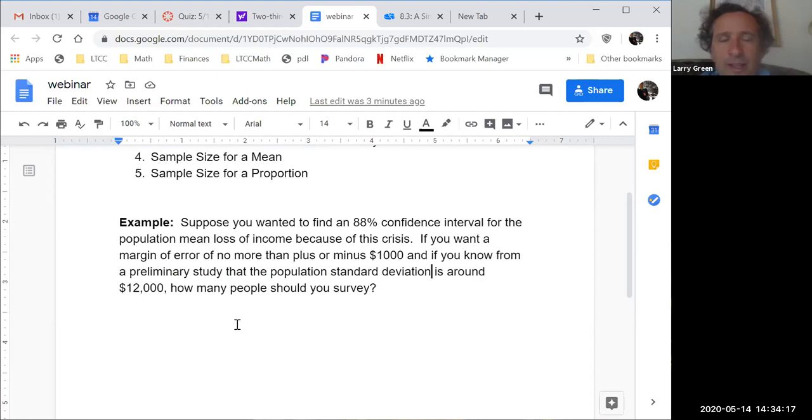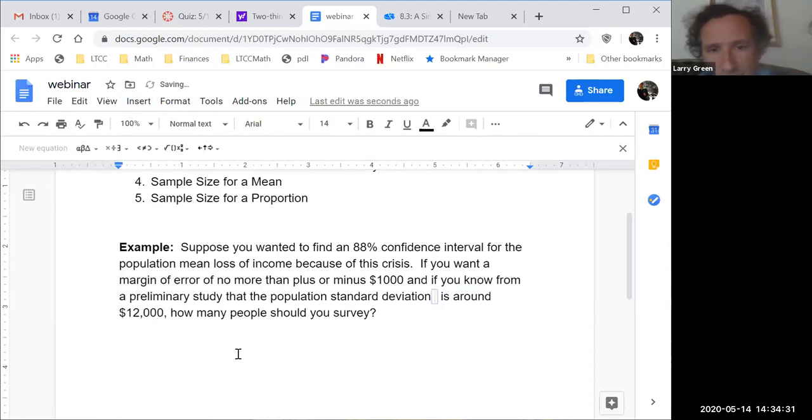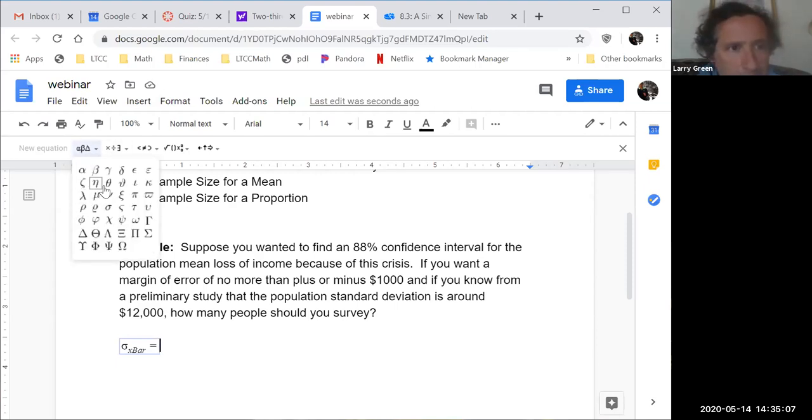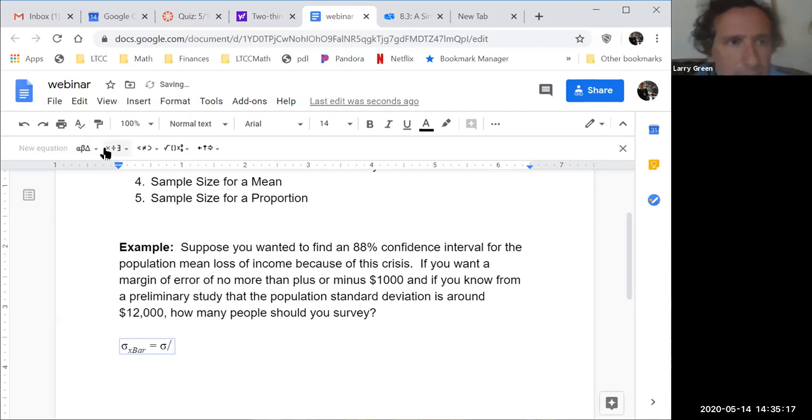All right, so now what we need to do is we need to say, well, how do we answer this question? How many people should we survey? Now that has to do with the following. Let me write this down. So remember there was a formula that said the following. We knew that sigma sub x bar was equal to sigma over the square root of n. Okay, that was a key formula.